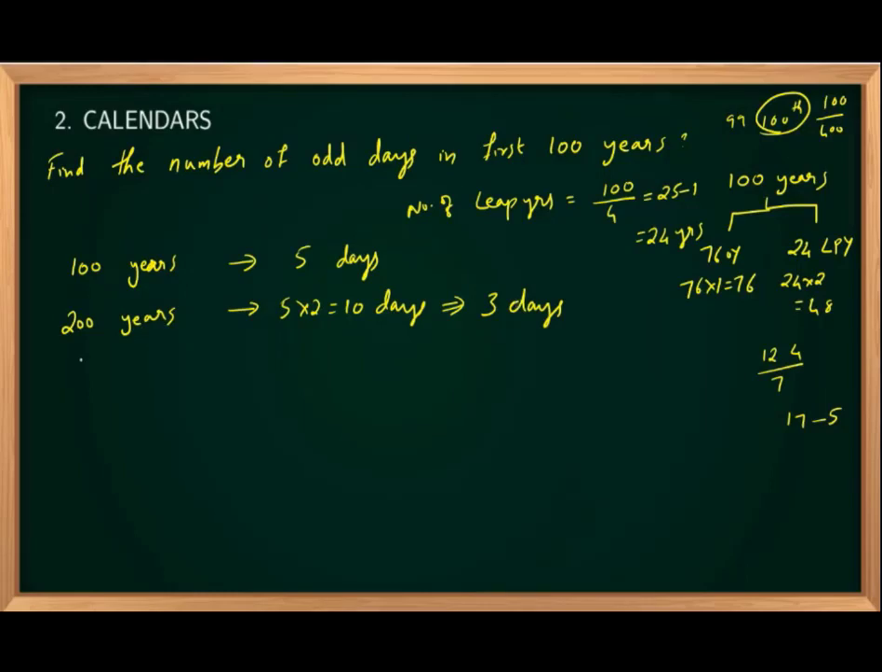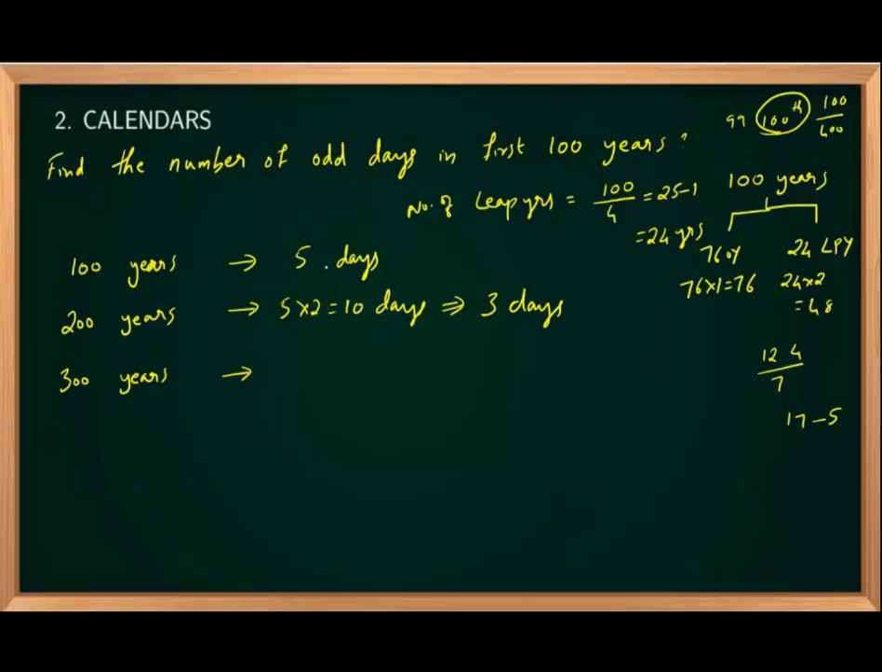Okay, fine. Then can you find the number of odd days for the first 300 years? Same pattern. Find the number of odd days for the first 300 years. Correct, your answer is correct, 1 day.